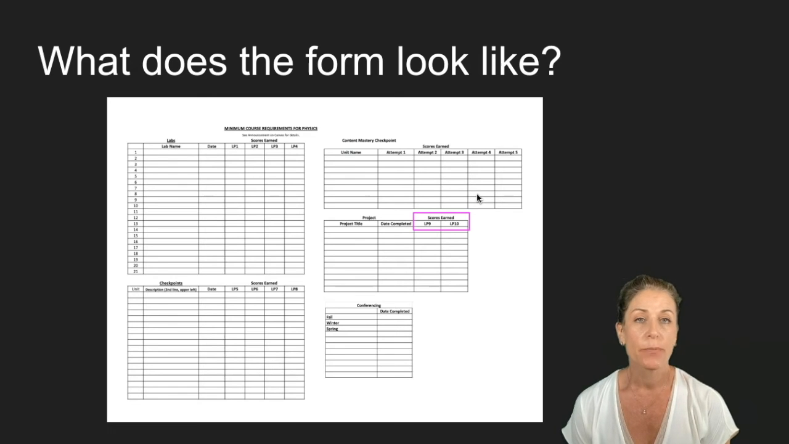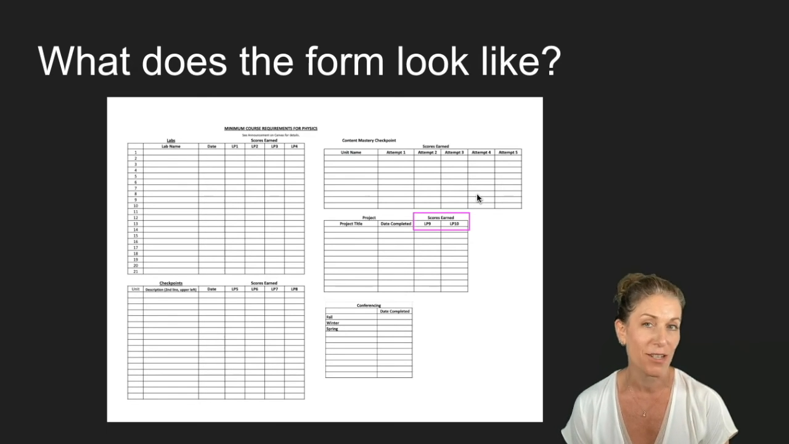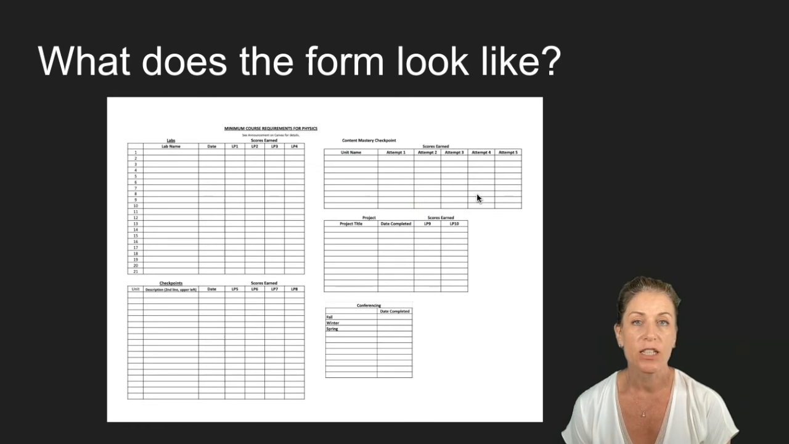All content mastery checkpoints are mandatory, although you can opt out of attempt 5 if you earn 100% on attempt 4. Lastly, students record their scores on their project, engaging with content and the engineering design process. All projects are mandatory. And note, we will discuss this last section shortly.